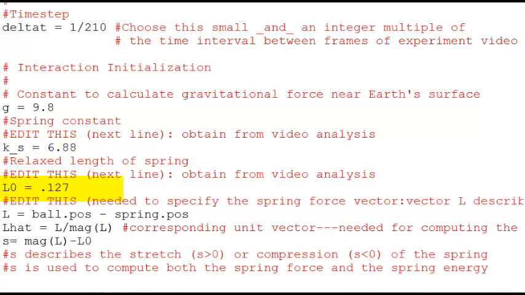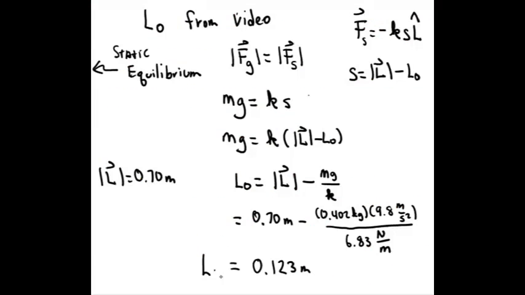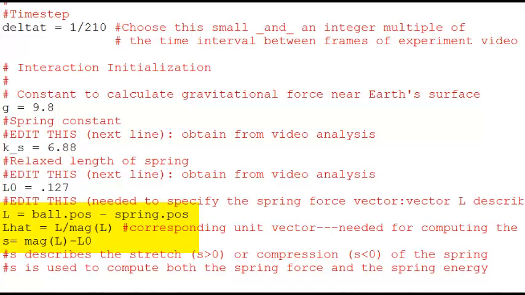Then we have to find L0, the relaxed length of the spring. Static equilibrium means the weight force and the spring force sum to 0, so we know that the magnitude of the force of gravity equals the magnitude of the force of the spring. So we get this equation, and after a little manipulating, we know that L0 equals L minus mass times gravity divided by the spring stiffness, which are all variables we know. So we get that L0 equals 0.127 meters. We also know that L equals the ball position minus the spring position, and from that we can figure out L hat and s, as you can see here.